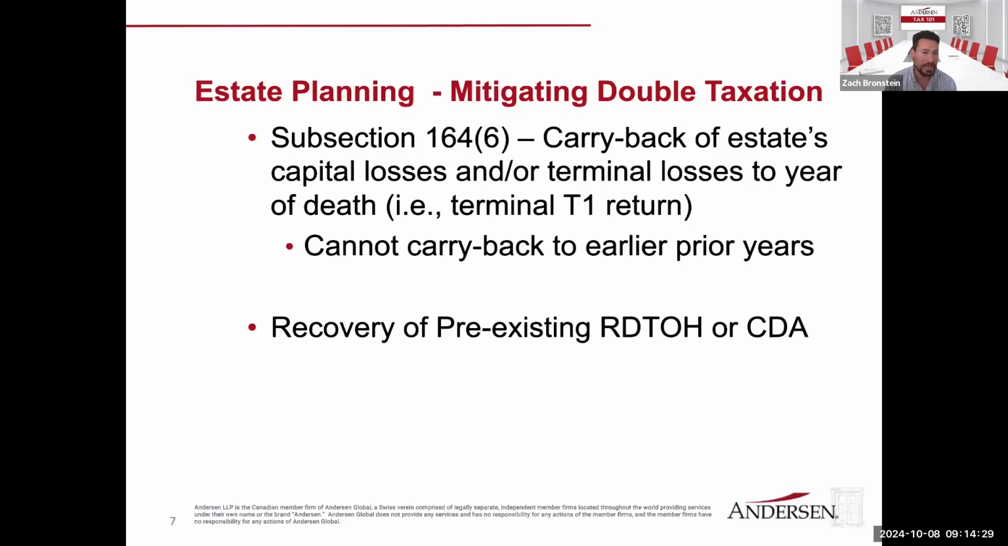So if a corporation has an RDTOH pool, planning that makes use of that pool to maximize the dividend refund in the circumstances can also further help to bring the overall tax liability down.